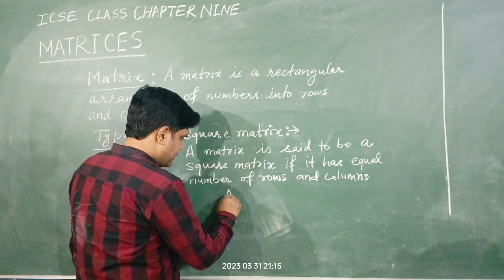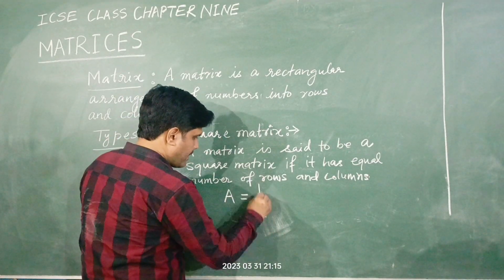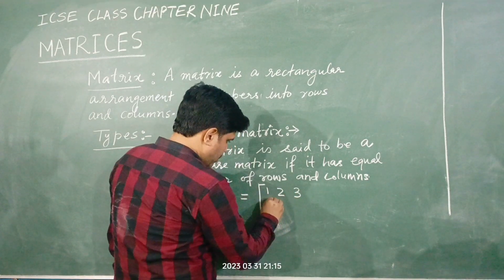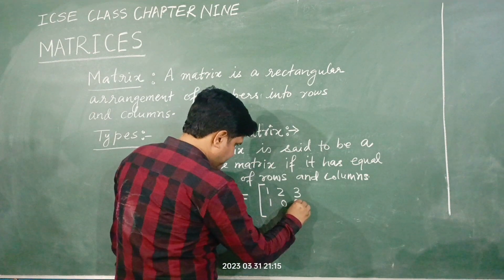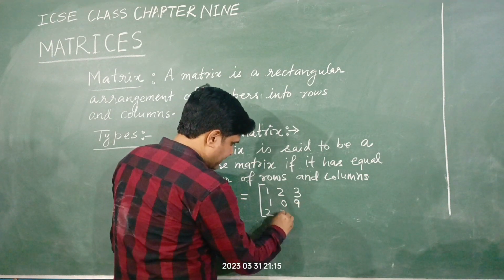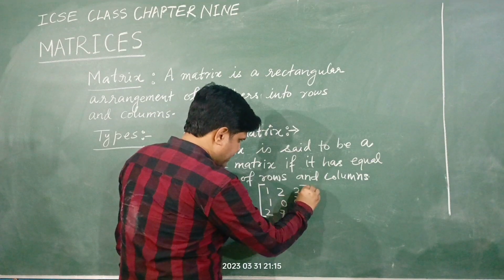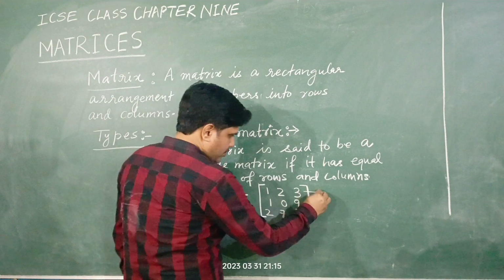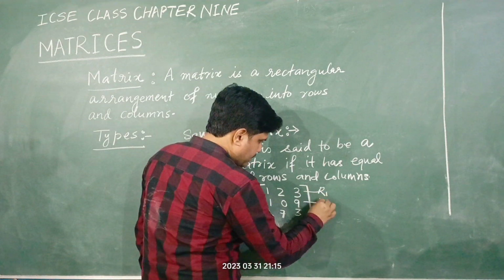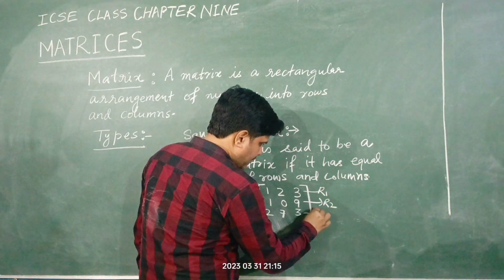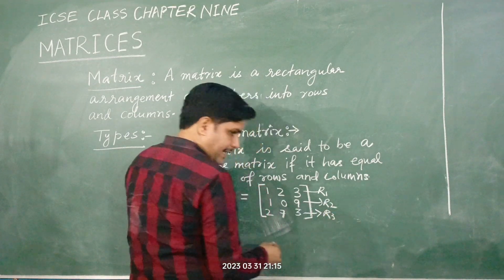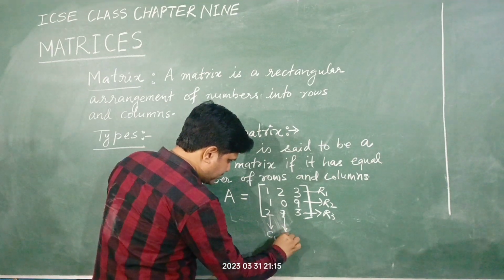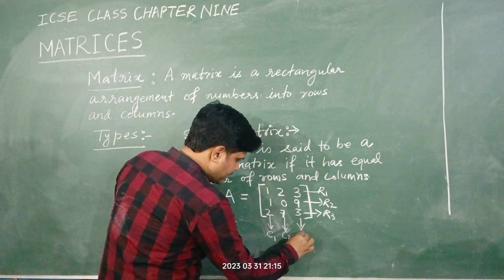Let's name it again with letter A. And if I write numbers like 1, 2, 3, 1, 0, 9, 2, 7, 3. These are random numbers. But what I have ensured here is that it has 3 rows: row 1, row 2 and row 3. And it has 3 columns as well: column 1, column 2 and column 3.